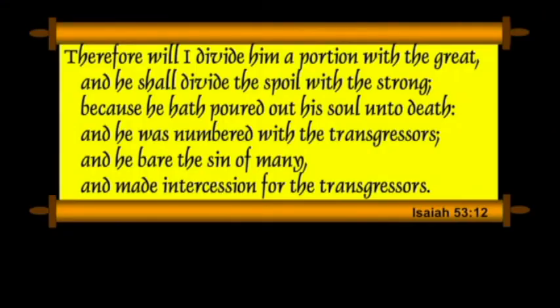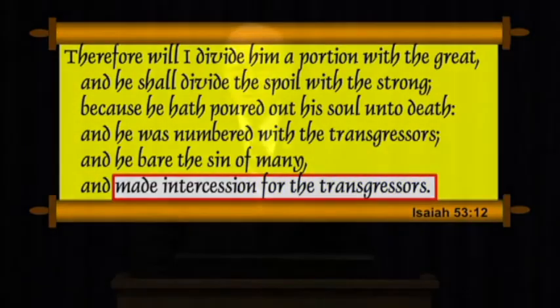And we get to the final verse here in Isaiah 53. Therefore will I divide him a portion with the great, and he shall divide the spoil with the strong, because he hath poured out his soul unto death. He was numbered with the transgressors, and he bare the sin of many, and made intercession for the transgressors. And that last thing is staggering when you really think about it. And we'll take a look at it here in a couple places.